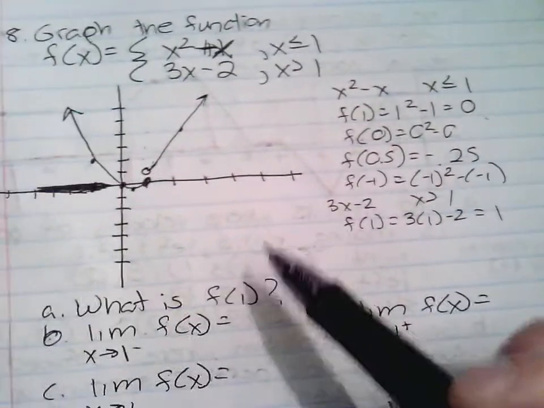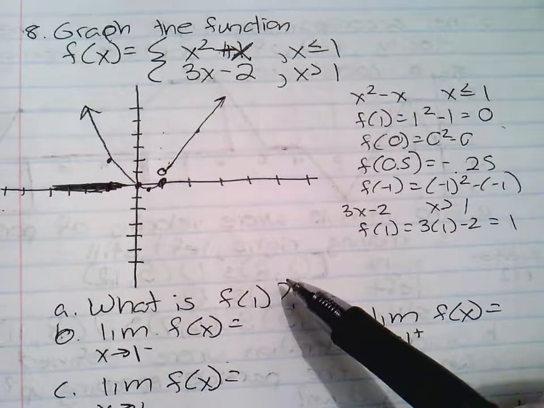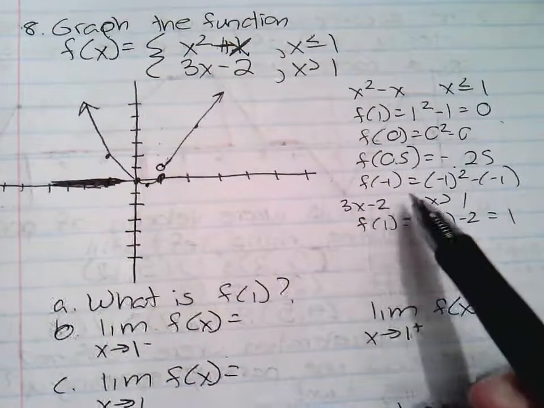Okay, so let's answer some questions. What is f of 1? That's going to be the defined point, which is going to be 0.